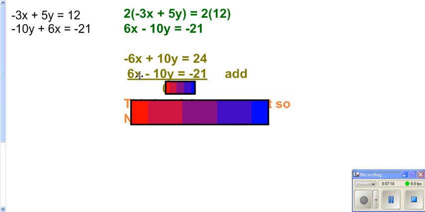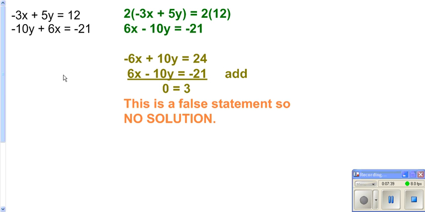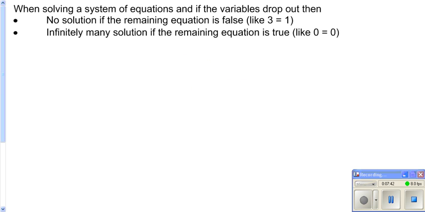Notice the x's are opposite, and you'll notice also the y's are opposite. So you're going to add together this, add together this. In this case, you get 0 over here because everything drops out. Over here, you get a 3. Now, we know 0 does not equal 3. We have no variables left. 0 doesn't equal 3. It's a false statement, so there's no solution. Now, if all your variables drop out and you get a false statement, it's no solution. That's what the first one is talking about.